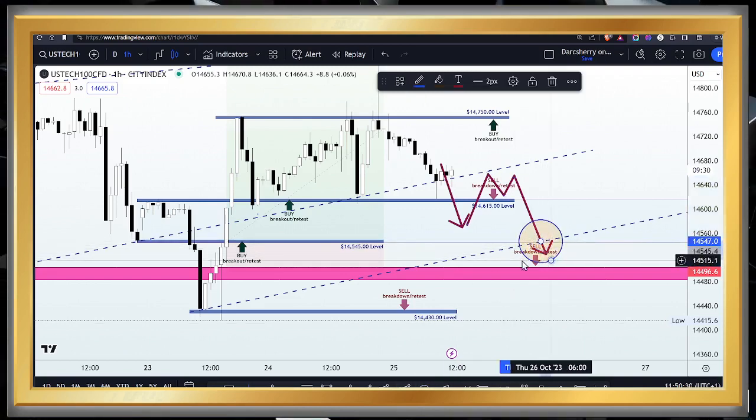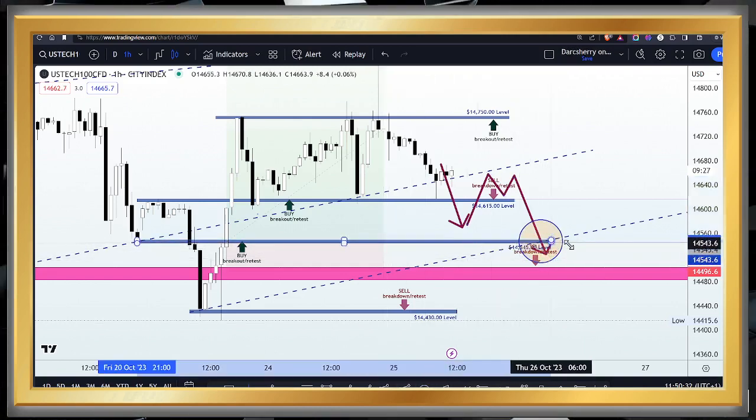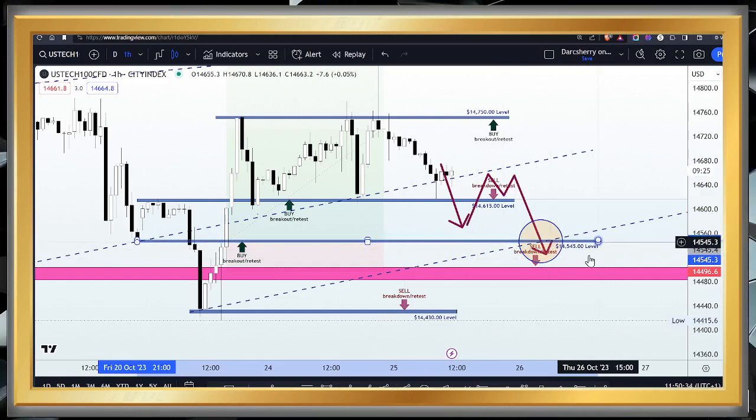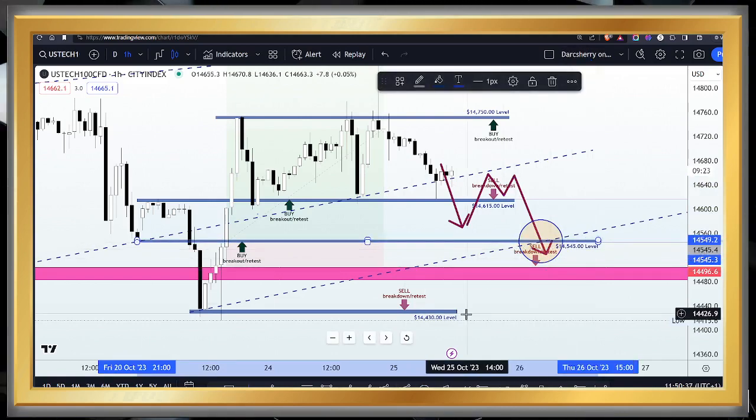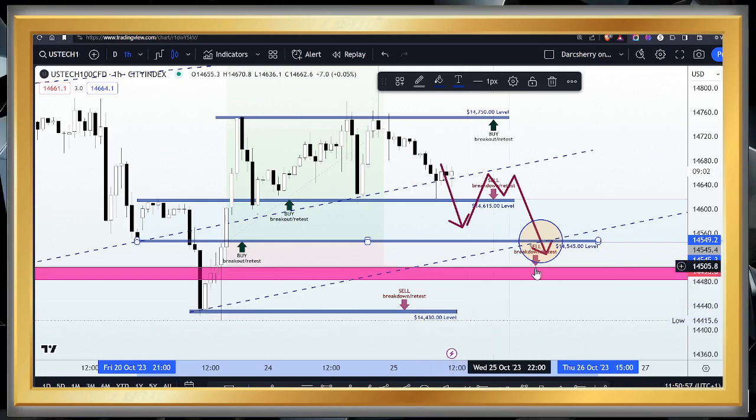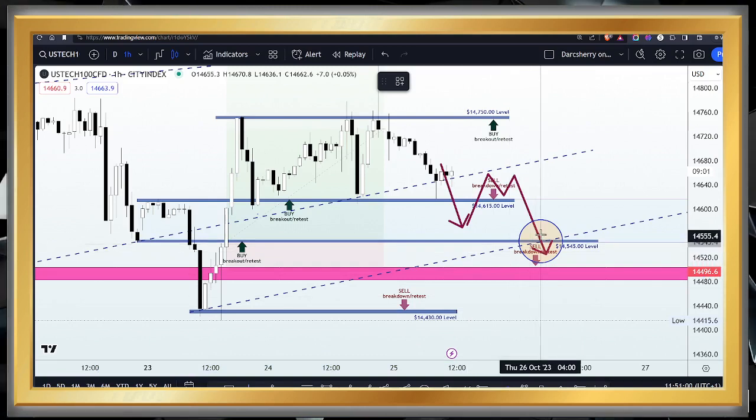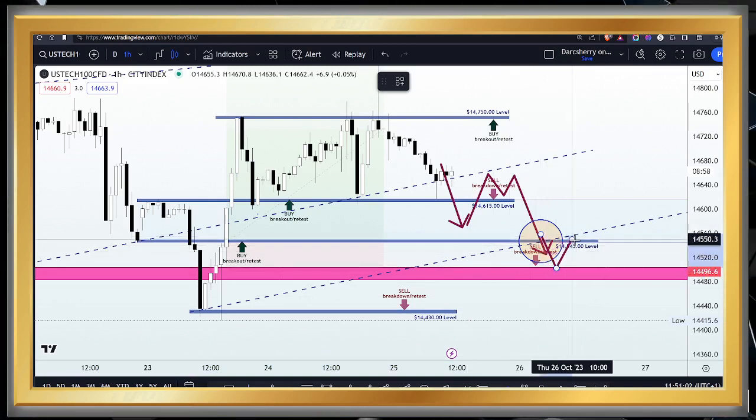Now, if price action continues to the downside, remember that we also have an ascending trend line around this area, which interestingly lines up with that 14,545 level. I don't know why I keep saying 15,000. So it's the 14,545 level, where depending on how price reacts to this trend line and this level will now determine if we are going to be adding more sell positions to our existing trade or getting ready for another wave of bullish momentum.